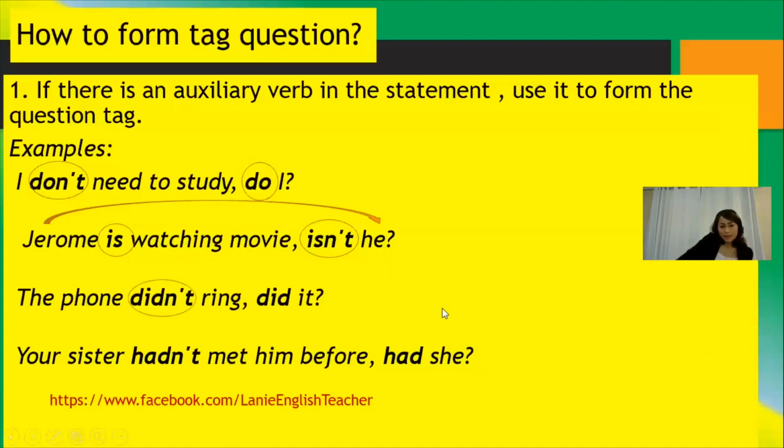All right, another example. The phone didn't ring. Okay, now what kind of statement is it? Is it positive or negative?